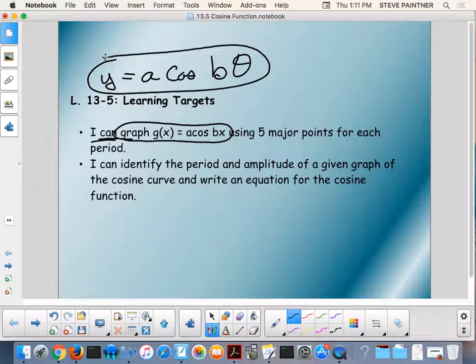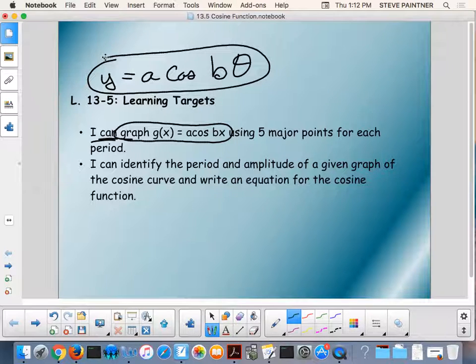This is what you can do. You can graph a cosine function. Again, the a is in front, the b is in front of theta. What do you think a is? Amplitude. What do you think b does? Controls what? The period. It either stretches it out or it compresses it, okay? We'll figure that out later.